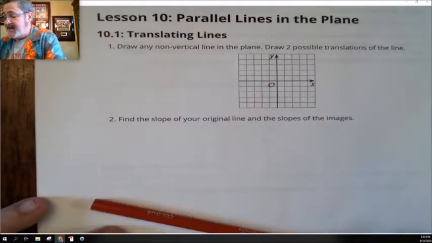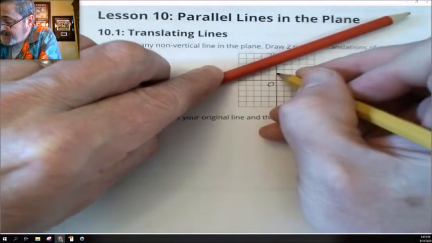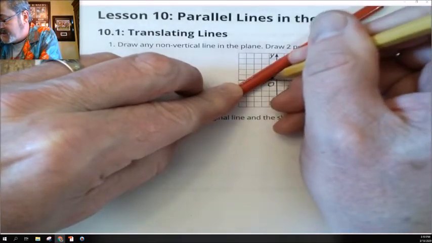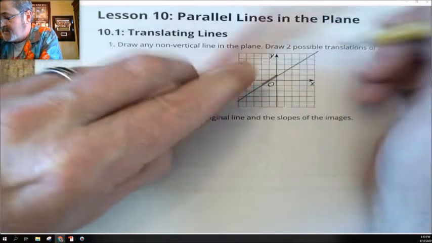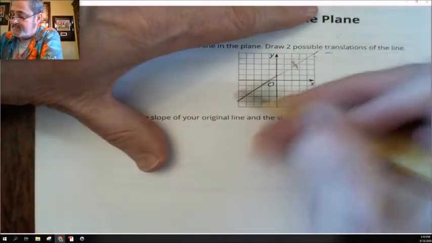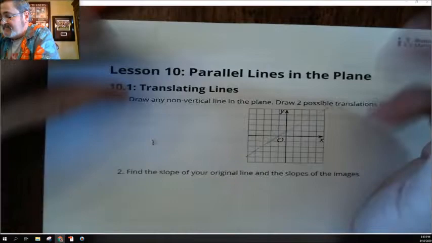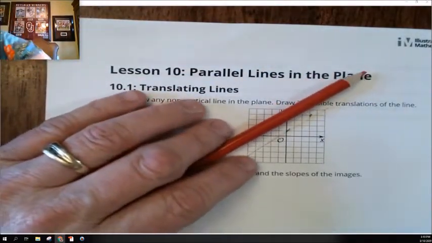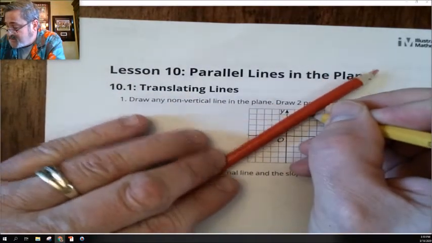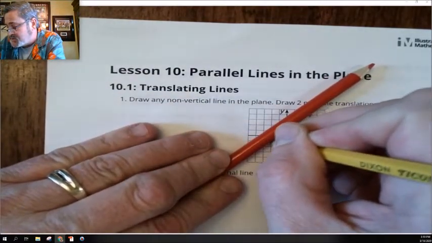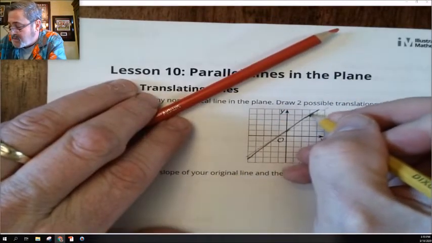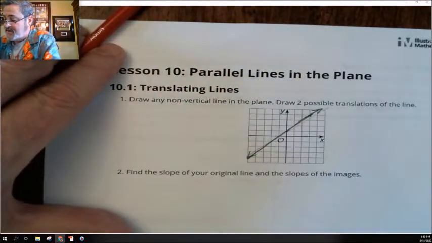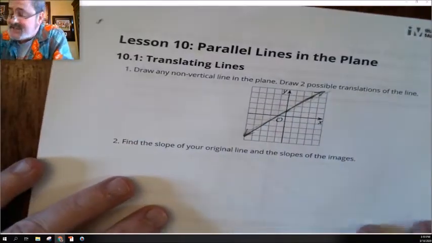Okay, non-vertical. So I'm going to make a point there, and I'm using another pencil as my straight edge. Make 2 points, and I'll just connect those 2 points using my straight edge. All right, so going through those 2 points, there's the line. Draw any non-vertical line, and 2 possible translations of that line.